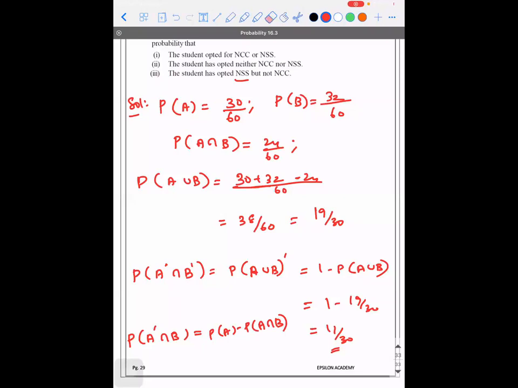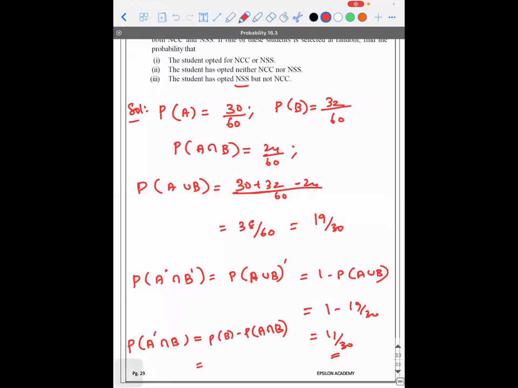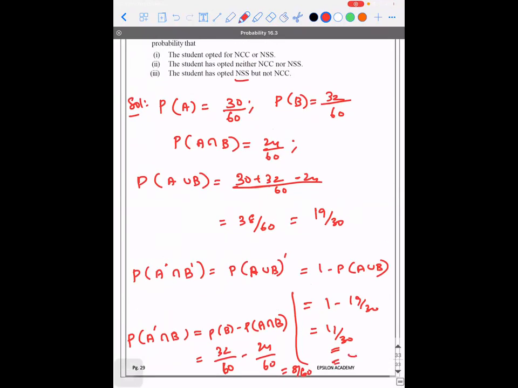That will be probability of B minus probability of A intersection B. So what is probability of B, guys? 32 by 60 minus probability of A intersection B is 24 by 60, which will be 8 by 60. How much is this? 4 divided by 30, or 2 divided by 15. That's the answer.